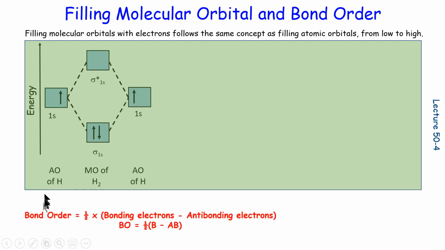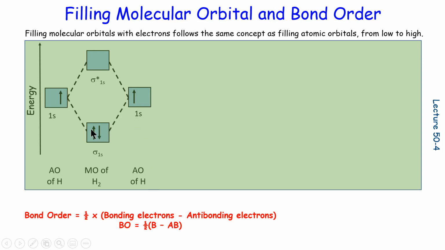Let's bring up a new terminology, bond order. Bond order in molecular orbital theory can be calculated as one half of the bonding electrons minus the anti-bonding electrons. Or I prefer to use this simplified equation: BO, bond order, equals 1/2 (B minus AB). B means bonding electrons, and AB is the anti-bonding electrons.